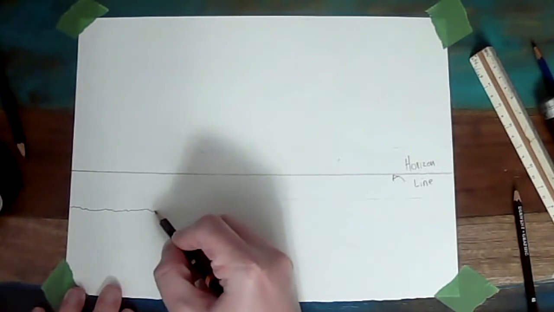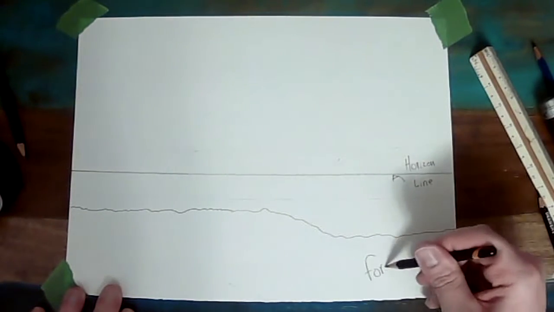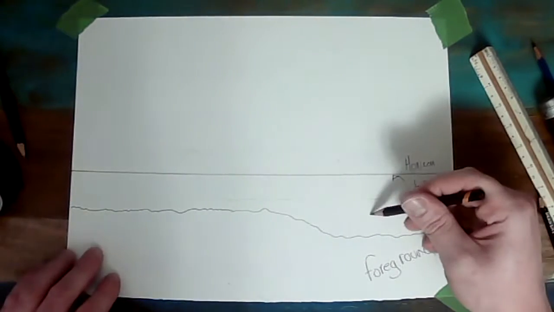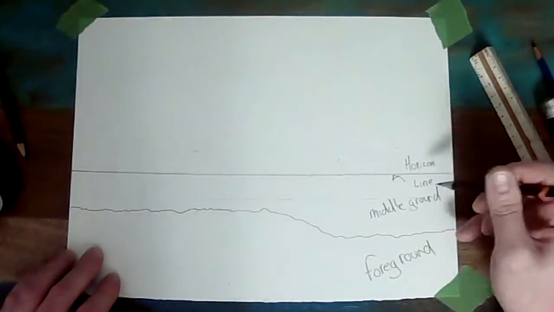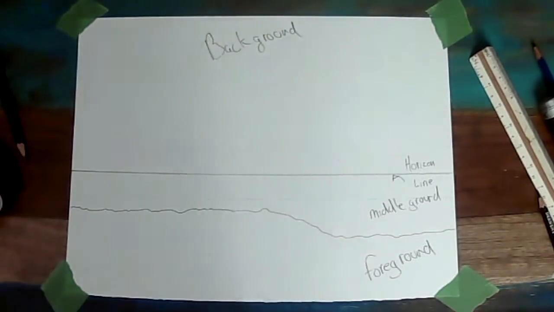And then I'm going to make a kind of a jagged line for my foreground. And that is going to set us up for the foreground and the middle ground and the background.